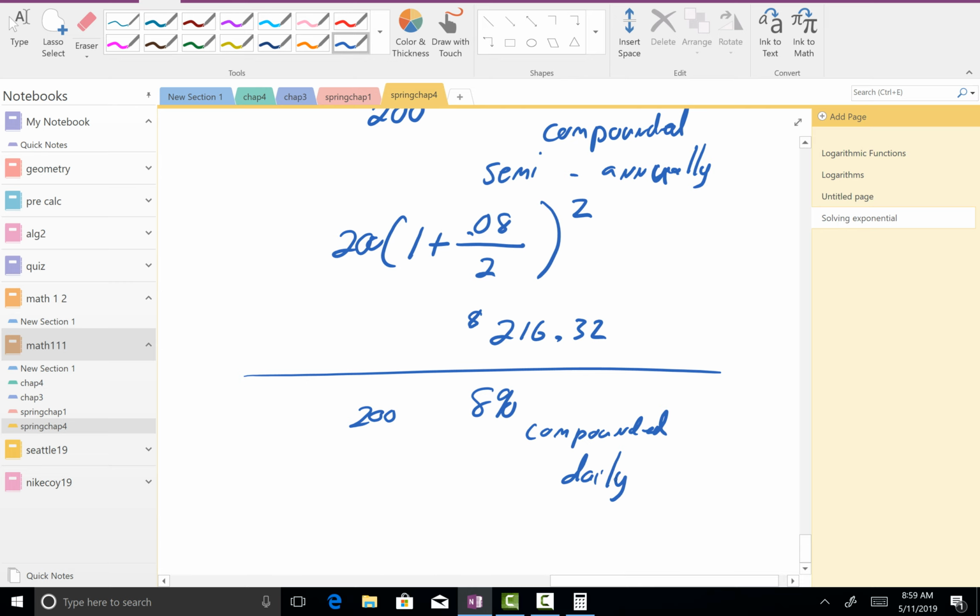Now we could go quarterly. Quarterly would be 4 times a year. So they're going to throw some different terms at you, you know, how many times a year. So annually is once, semi-annually is twice, quarterly is 4, monthly is 12. Let's take a look at daily.